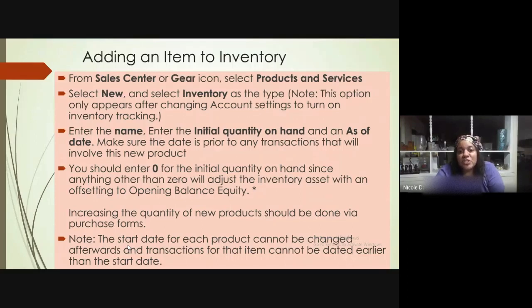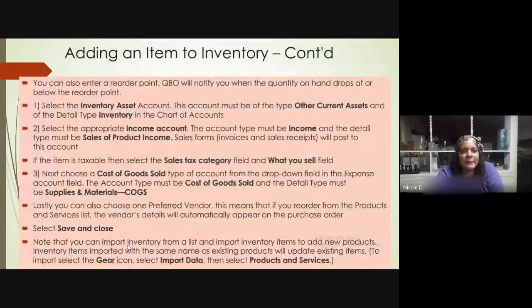The other thing you want to note is the start date. The start date cannot be changed once you put it in there. So any transactions of these items that might have been sold earlier are not going to be acknowledged. You want to make sure to select the start date prior to any purchases of those items that you have to backtrack. Adding an item to inventory, continued.